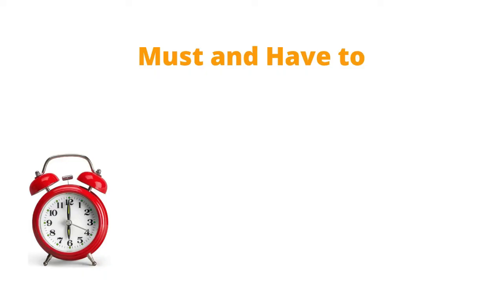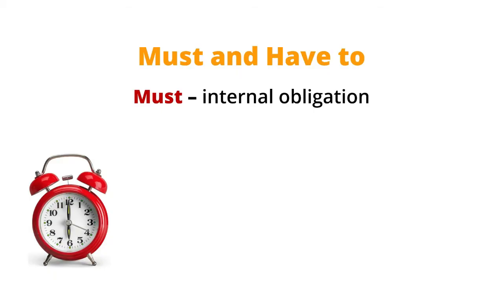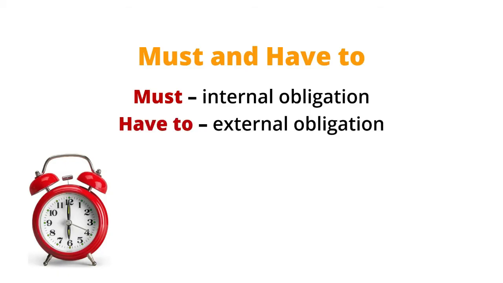In today's lesson we will be looking at the difference between must and have to. Now both of these are used to talk about obligations, and there is a small difference. If you look in your grammar book, you will notice that it says must is used for the internal obligation, whereas have to is used for what they call the external obligation.